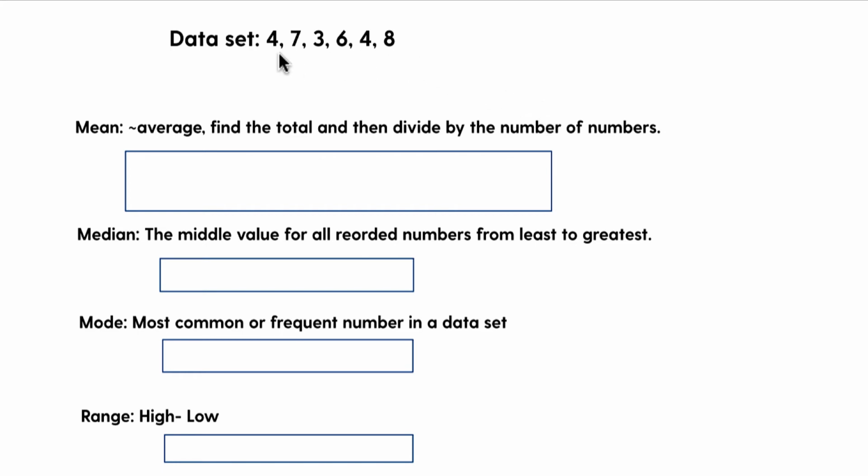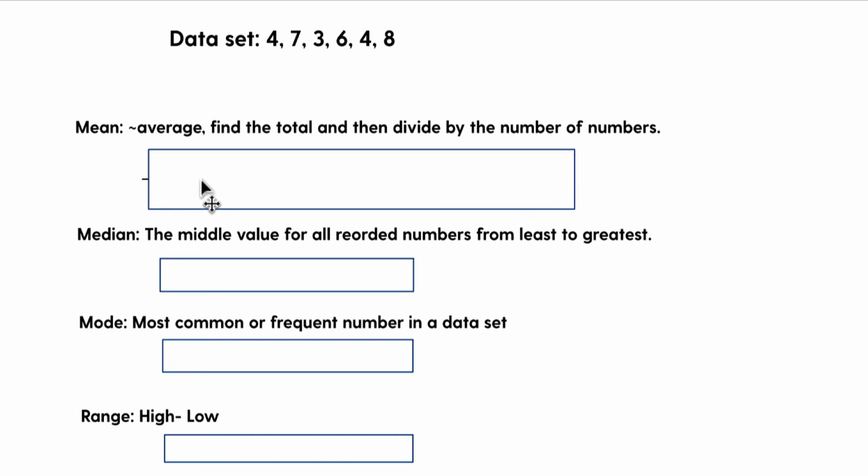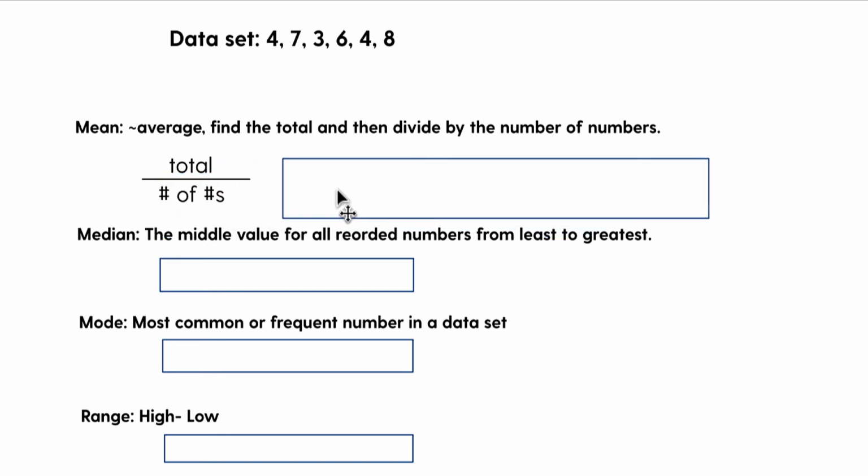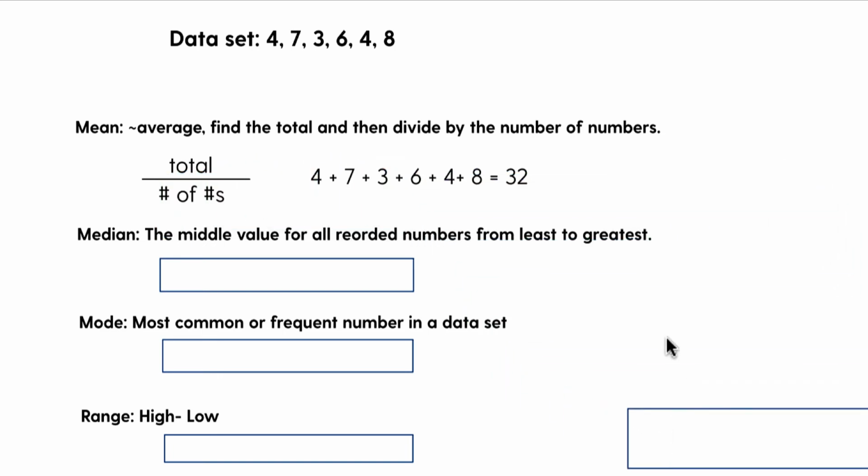So let's say we have the data set of 4, 7, 3, 6, 4, and 8. What is the mean? Well, the mean is typically known as the average. When most people think of the average, that's the mean. So it says find the total and then divide by the number of numbers. So for this box here, we're going to take the total and we're going to divide by the number of numbers. And here's the total.